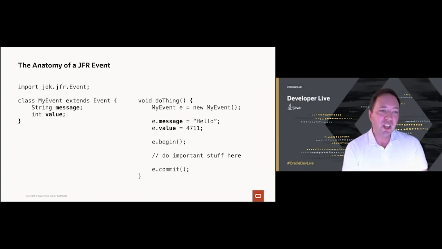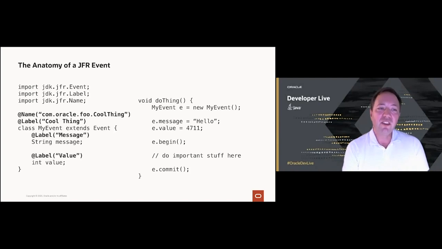So you declare the fields in the type, and when you generate the event on the right-hand side there, you just set the values of those fields. And as part of commit, the JFR functionality will take those fields and the values and put them in the stream in the background.